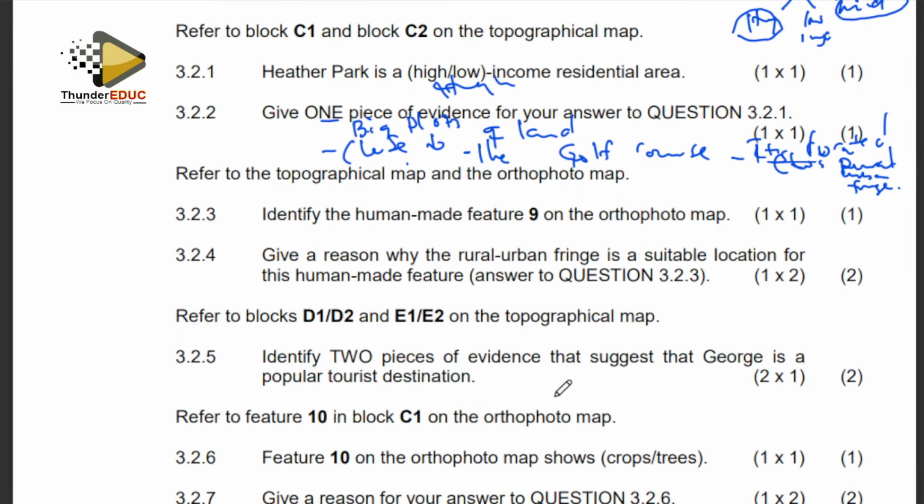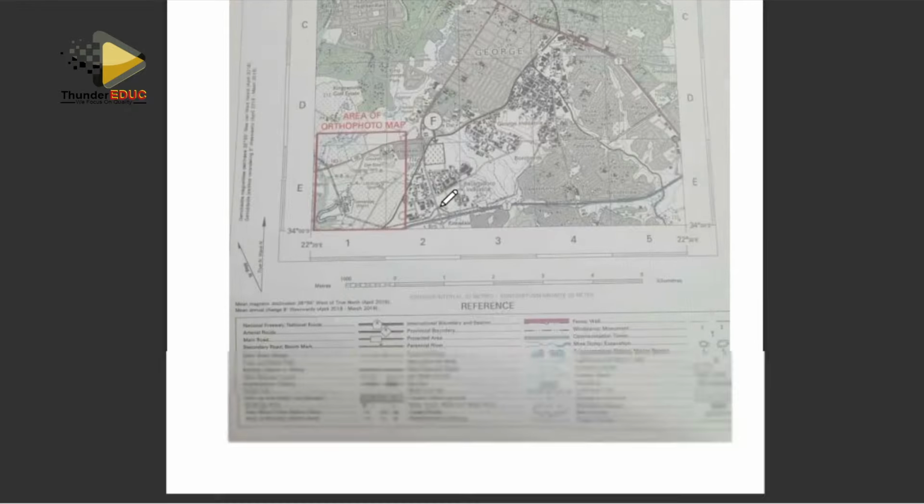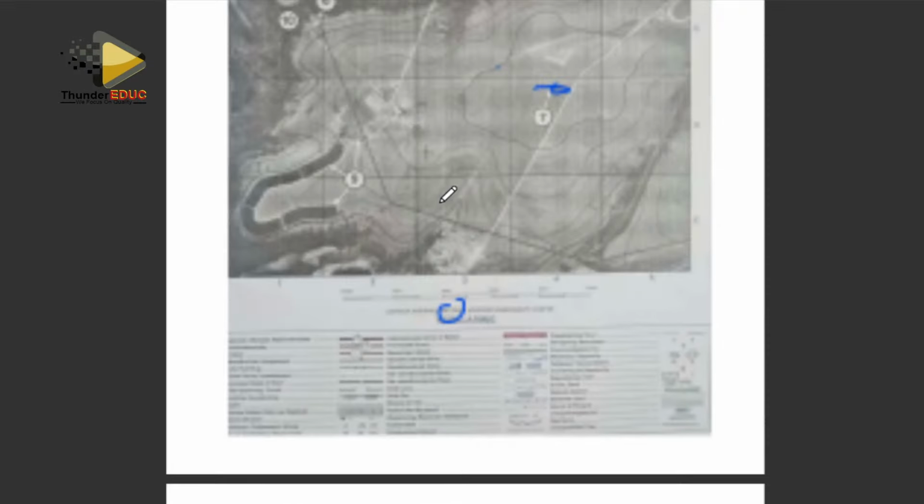It's application. Refer to the topographical map and the orthophoto map. So we are combining both maps. Identify the human-made feature 9 on the orthophoto map. We come here. Feature 9. Where's 9?